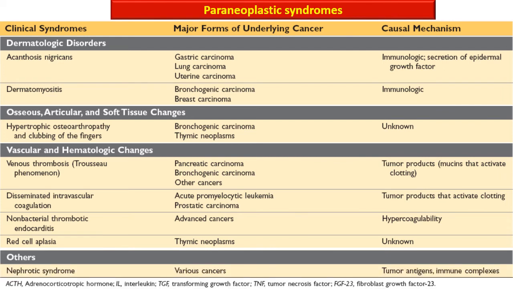The other paraneoplastic syndrome is nephrotic syndrome, which is due to tumor antigen and immune complex formation, and this nephrotic syndrome is seen in various cancers.